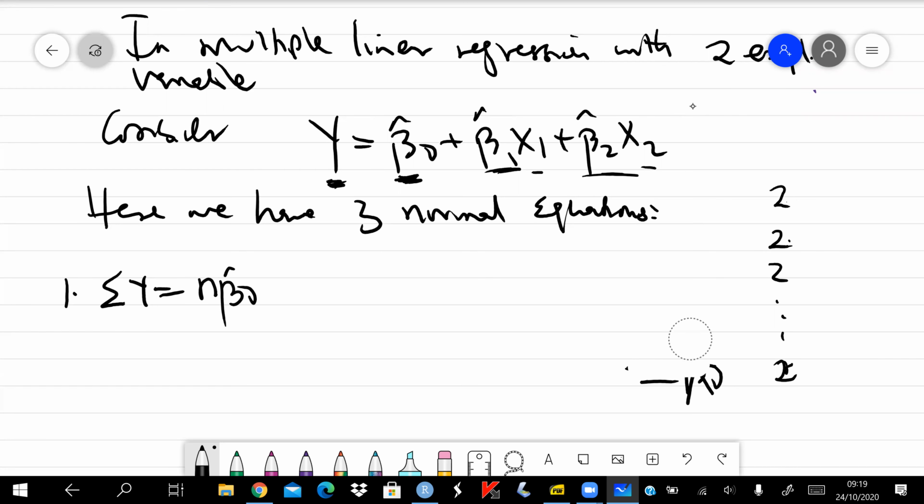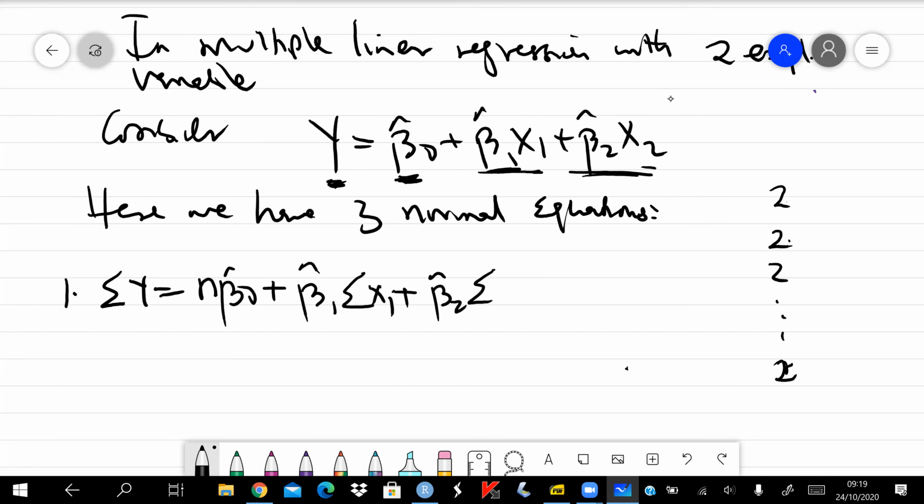Then the next term, you sum it up and you get beta 1 estimate summation of x1. The last one will be beta 2 estimate, summation of x2. So that's the first normal equation.